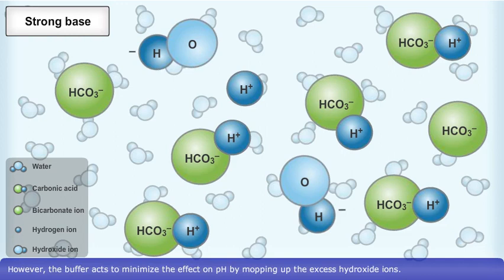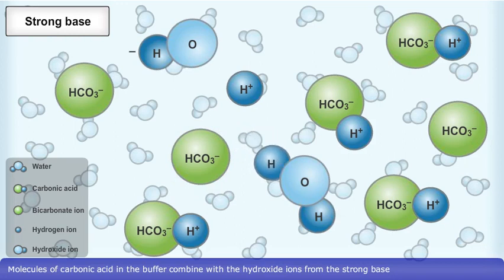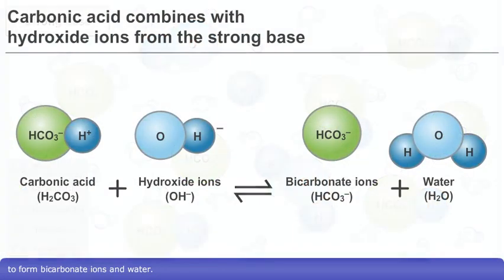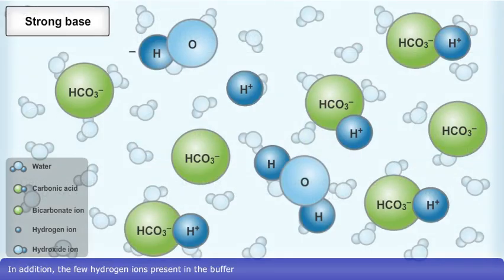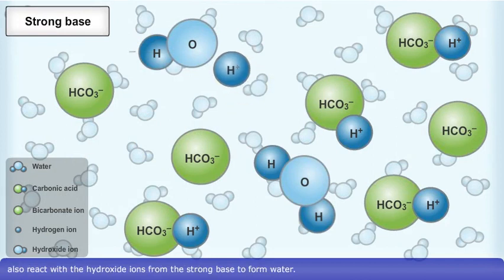Adding a strong base contributes many hydroxide ions to the buffer solution. However, the buffer acts to minimize the effect on pH by mopping up the excess hydroxide ions. Molecules of carbonic acid in the buffer combine with the hydroxide ions from the strong base to form bicarbonate ions and water. In addition, the few hydrogen ions present in the buffer also react with the hydroxide ions from the strong base to form water.